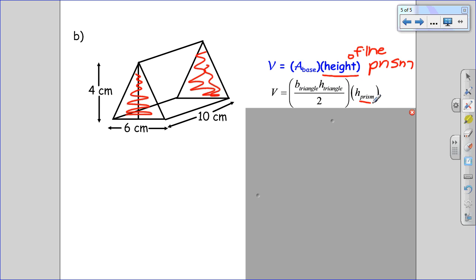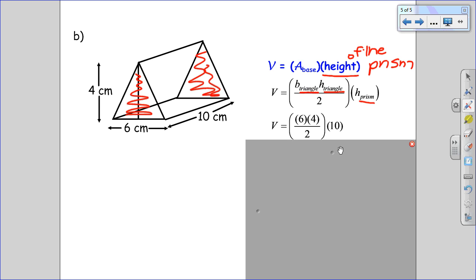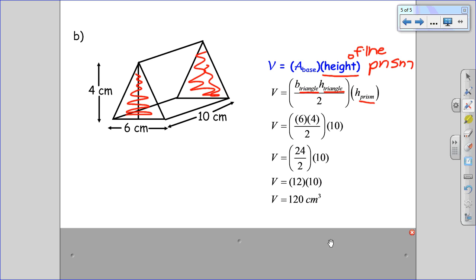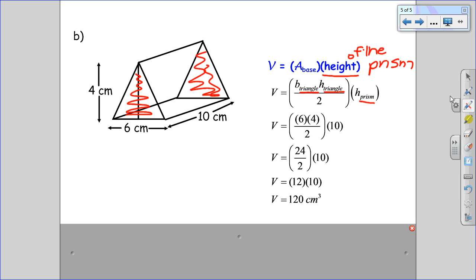And I've differentiated in the formulas by referring to the triangle and the prism as subscripts. So the base of the triangle is 6, the height is 4, divided by 2, multiplied by the height of the prism, which is 10. And my good friend BEDMAS tells me to do inside the brackets first. So I end up with 24 divided by 2, which is 12. And when I multiply that by 10, I get 120 centimeters cubed.